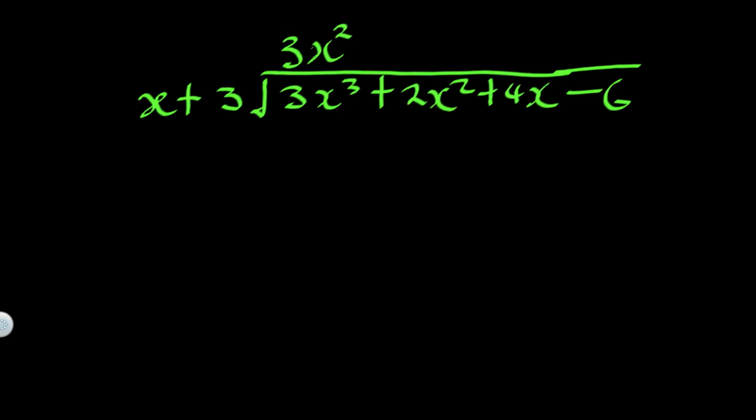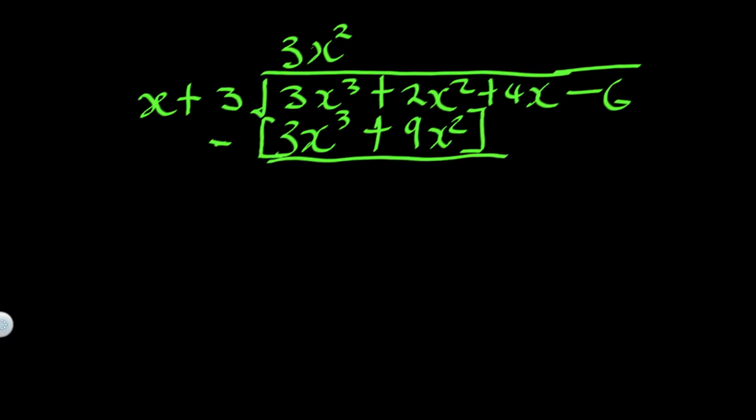After dividing, we multiply our 3x squared. It is multiplying the divisor here. So 3x squared times x, we get 3x cubed. 3x squared times 3, we get positive 9x squared. After doing the multiplication, we go to subtraction. So we subtract this.